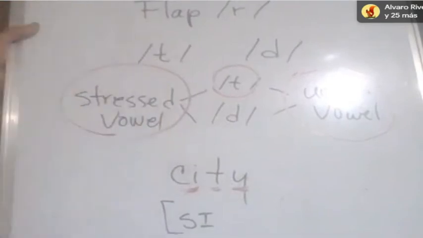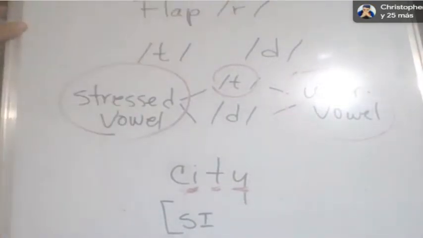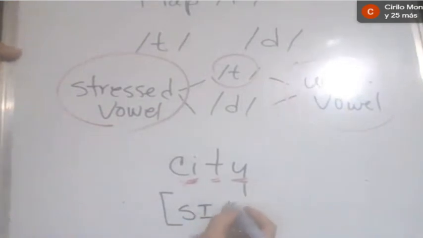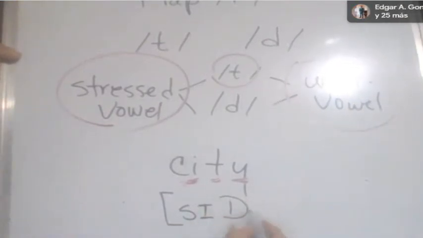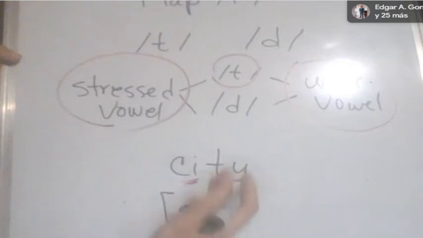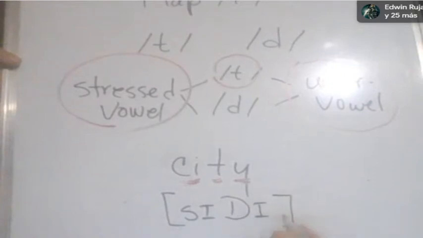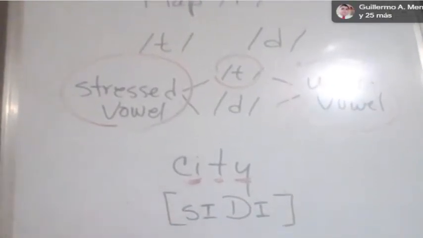okay, the representation of flapper for now, okay, for us would be this one, which is like a capital D. This is a representation that we will be using for flapper. So here, the t will change into the flapper, and then this. Okay, what happens? And this is something really important. Obviously here, vowel length.